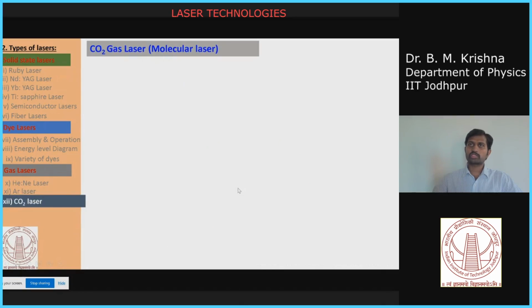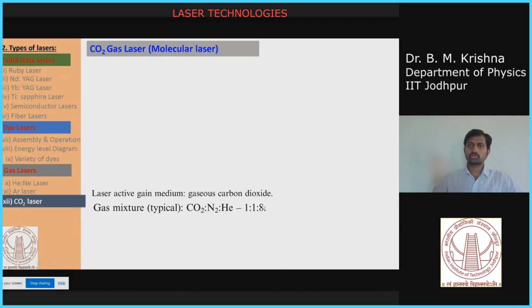And the most famous laser in the gaseous state, apart from the helium neon laser, is the CO2 laser. So in the CO2 gas laser, the laser active medium is gaseous carbon dioxide. In this you have a typical mixture of carbon dioxide, nitrogen gas and helium atoms, with the concentration of these gases in the ratio of 1:1:8.